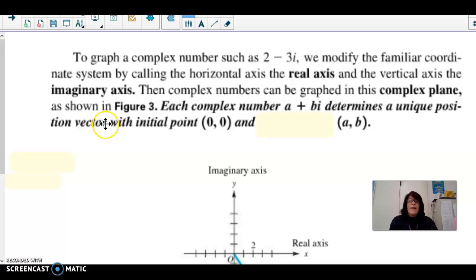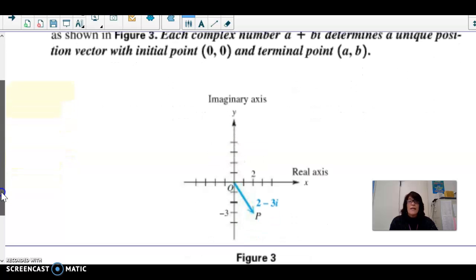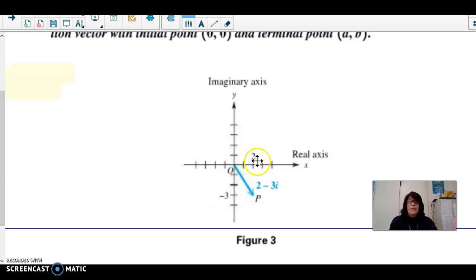Look what we have, a vector. Each complex number determines a unique position vector with initial point at 0, 0, and its terminal point at a, b. So look at 2 minus 3i. We plot the point 2, negative 3. 2 is my x and negative 3 is my y. Then I go from 0, 0 and draw a vector. This is the vector that represents 2 minus 3i.